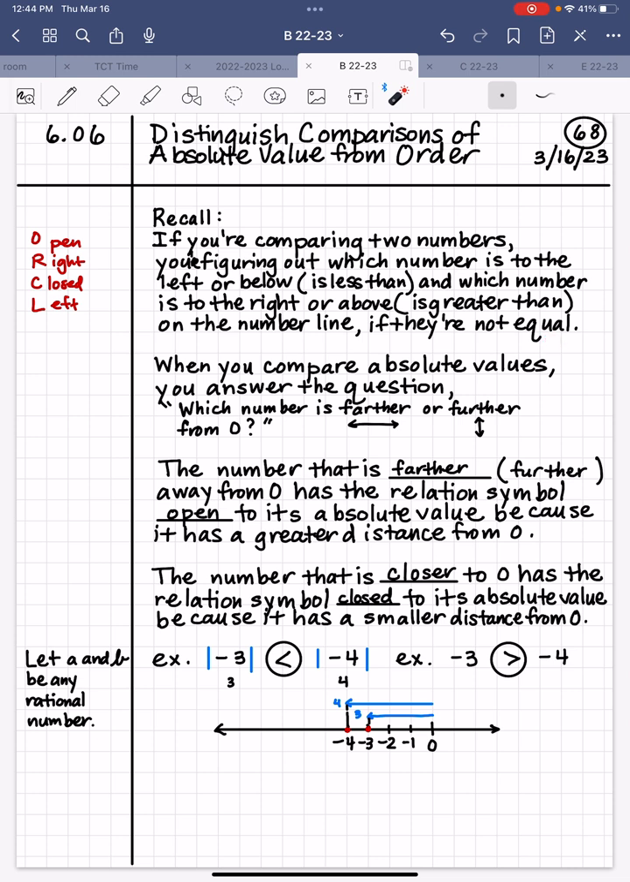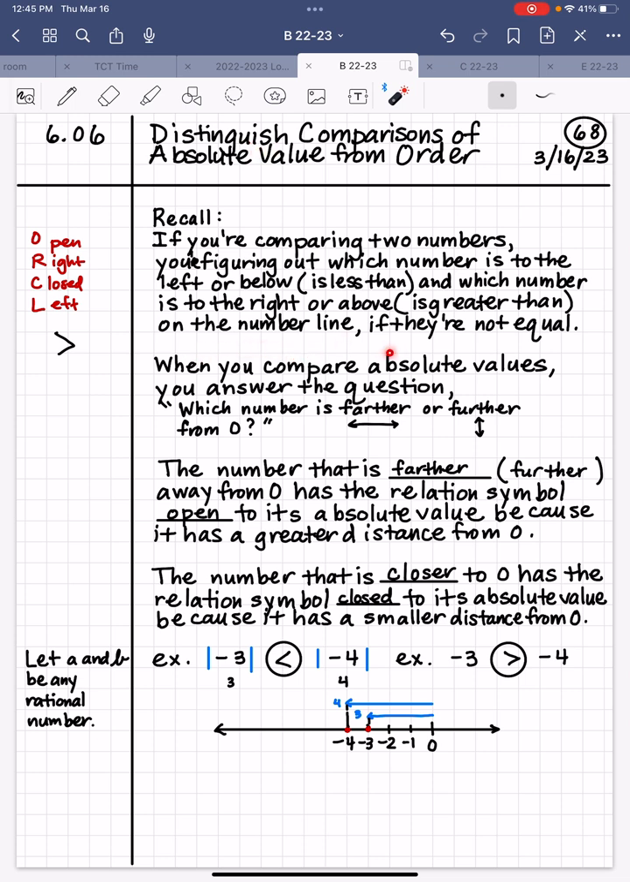number line. To help you remember this, remember we talked about if the symbol is open to a number, it means that number is on the right on the number line. And if the symbol is closed, it means that number is on the left of the other number on the number line. Okay? So now we're going to talk about comparing absolute values.